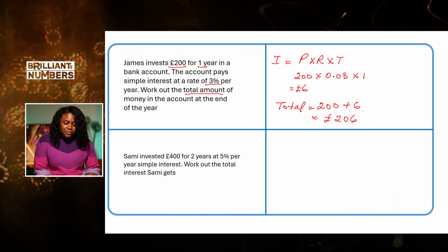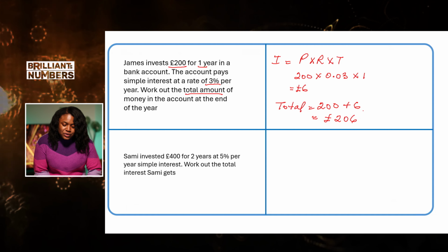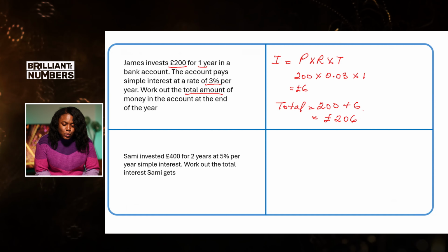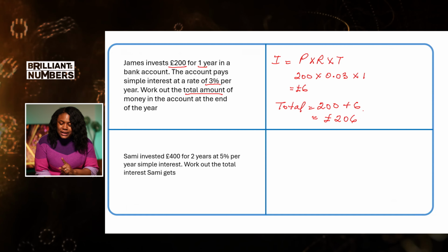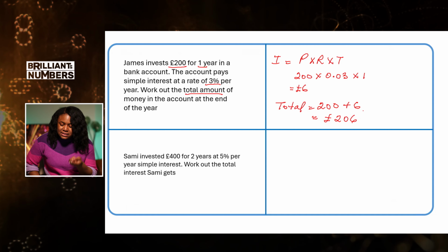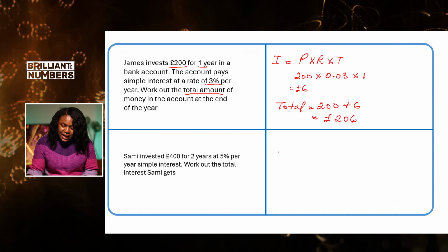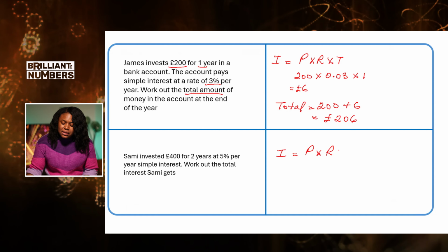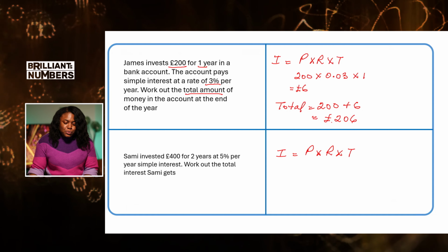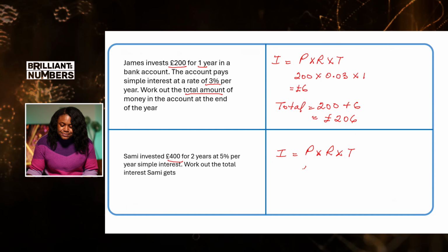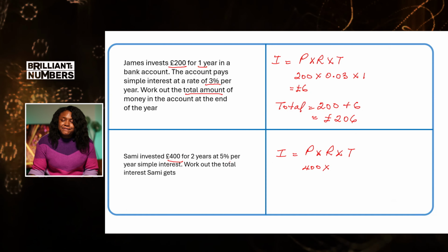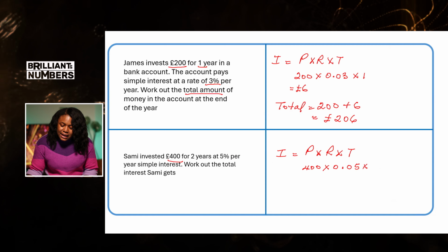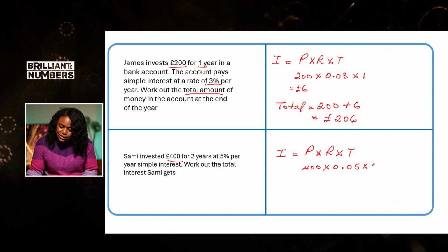Next question. Sammy invested £400 for 2 years at 5% per year simple interest. Work out the total interest. So this question is different because what we want is the interest. So therefore, I'm just going to go ahead and do interest is equal to my principal multiplied by my rate multiplied by my time. So principal in the question is 400. So 400 times my rate, 5%, which I can write as 0.05. This time, my time is 2 years. So I substitute that in.